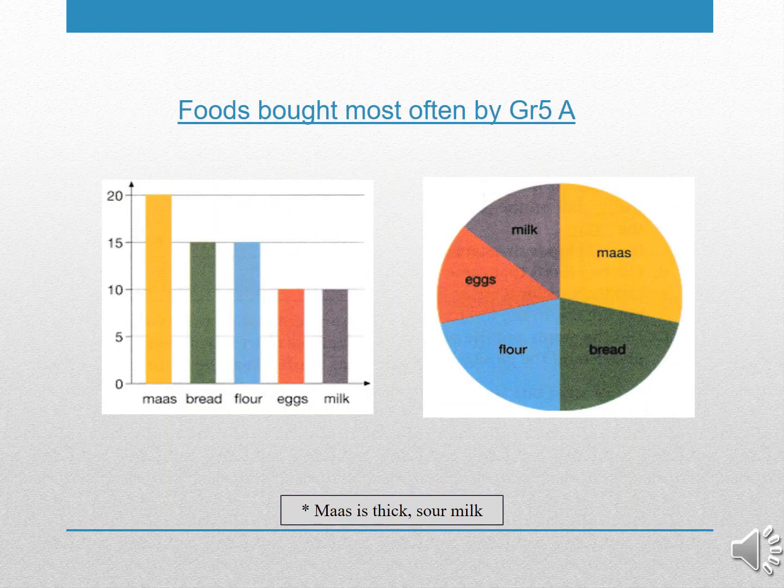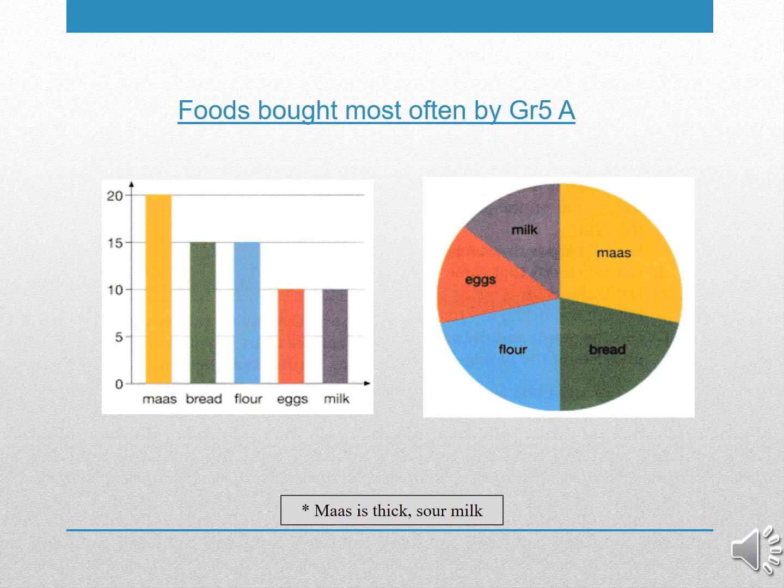Here are two graphs to illustrate the information on foods bought most often by a Grade 5A class. The first graph is a bar graph. The second graph is a pie chart. Both graphs illustrate that these kids in Grade 5A bought 5 products.